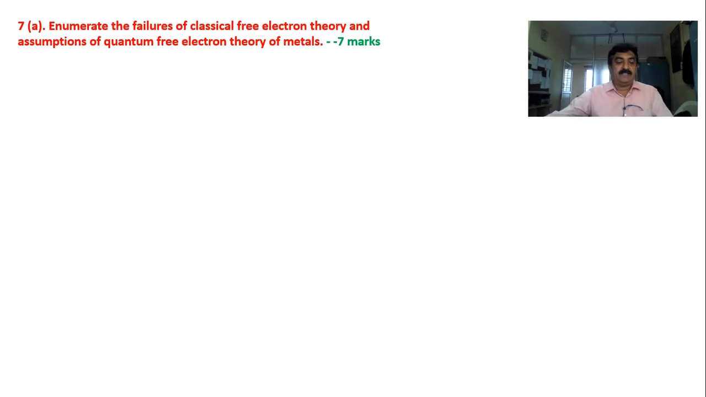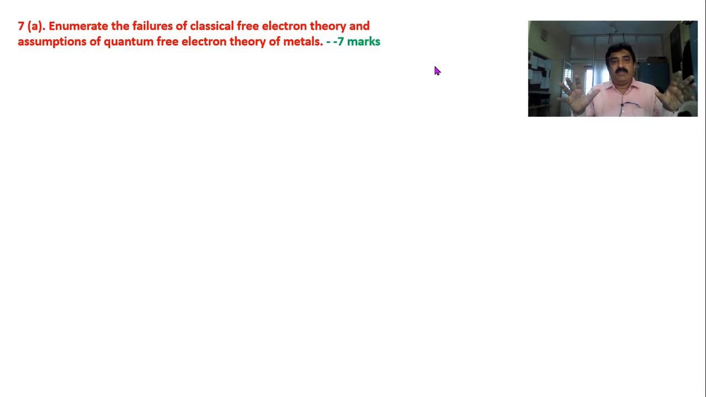7A goes like this. Enumerate the failures of classical free electron theory and assumptions of quantum free electron theory of metals. Dear students, we all know each and every substance. I am not only explaining the answer, I am also giving the background so that you can remember the concepts in a better manner.